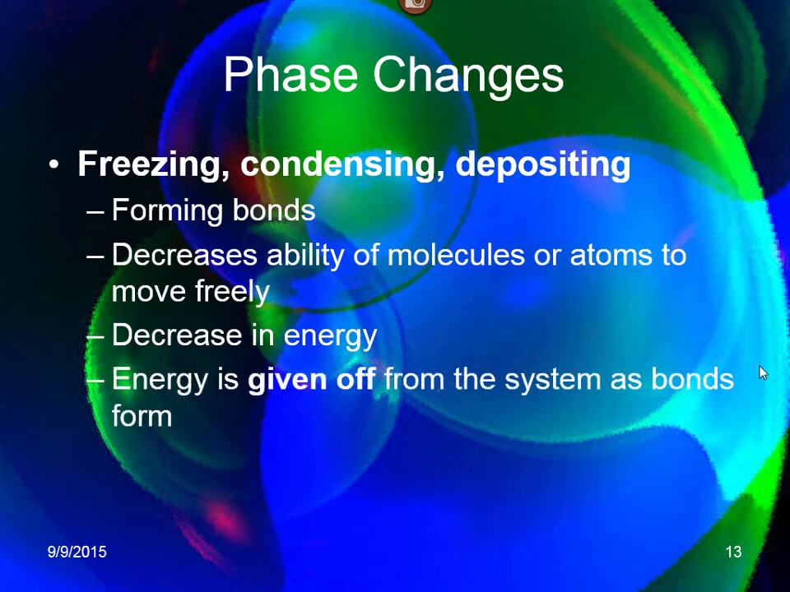This energy has to go somewhere. So it goes out of the system as the bonds form, and it would be picked up by the surroundings then. Energy is given off from the system. If energy is leaving or exiting the system, then these are exothermic changes.